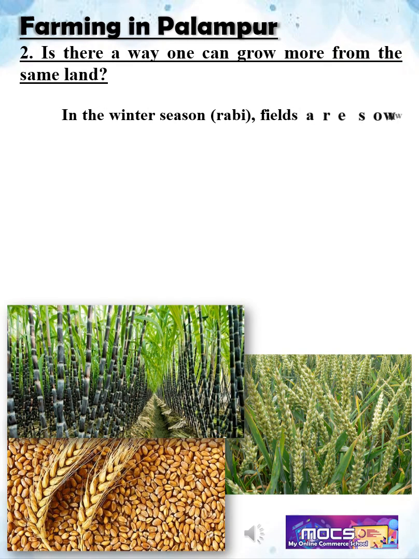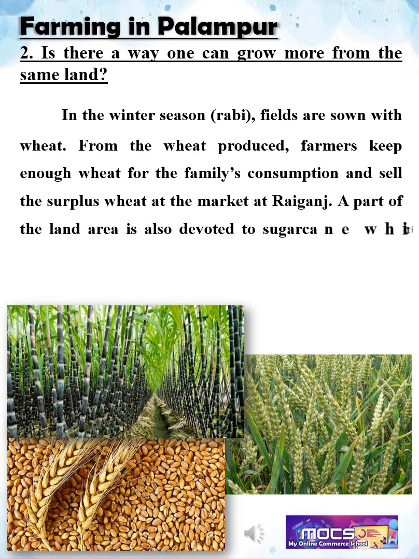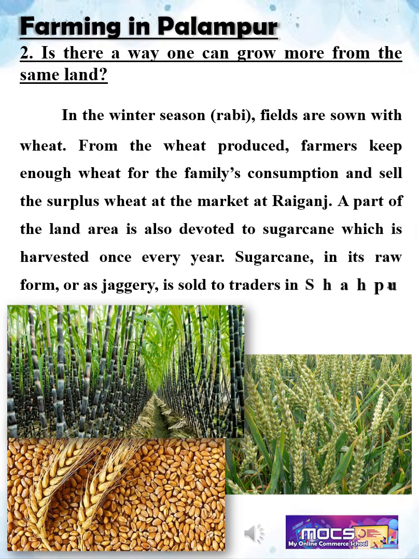In the winter season, Rabi, fields are sown with wheat. From the wheat produced, farmers keep enough wheat for the family's consumption, and sell the surplus wheat at the market at Raiganj. A part of the land area is also devoted to sugarcane, which is harvested once every year. Sugarcane, in its raw form, or as jaggery, is sold to traders in Shahpur.